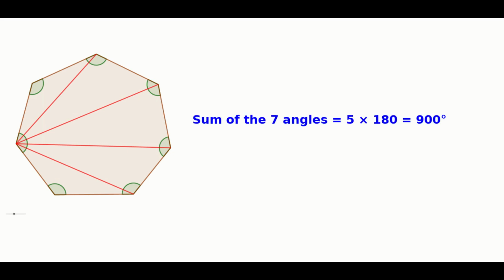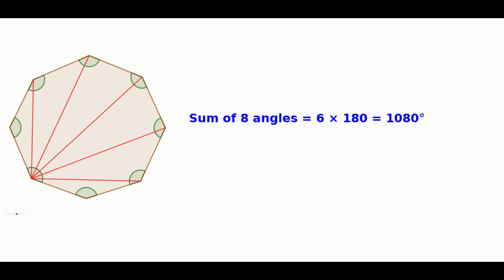A heptagon with 7 sides and 7 angles can be divided into 5 triangles, and therefore the sum of the angles of a heptagon will be 5 into 180, that is 900 degrees. An octagon with 8 angles can be divided into 6 triangles, and therefore the sum of 8 angles of this polygon is 6 into 180, that is 1080 degrees.